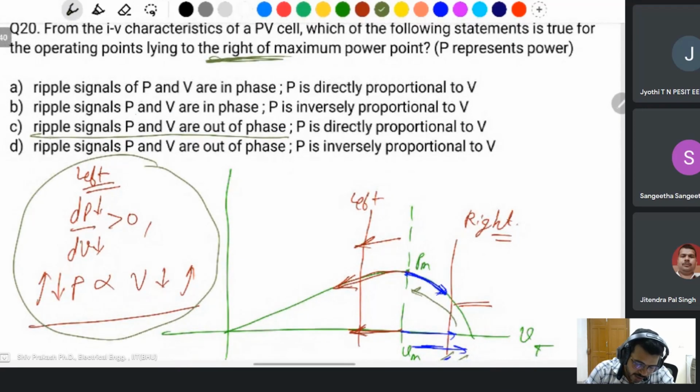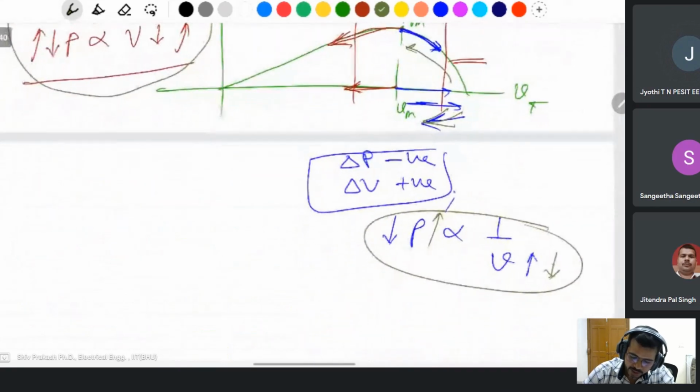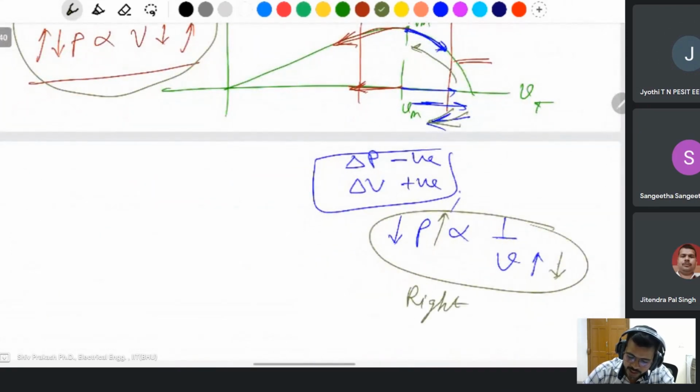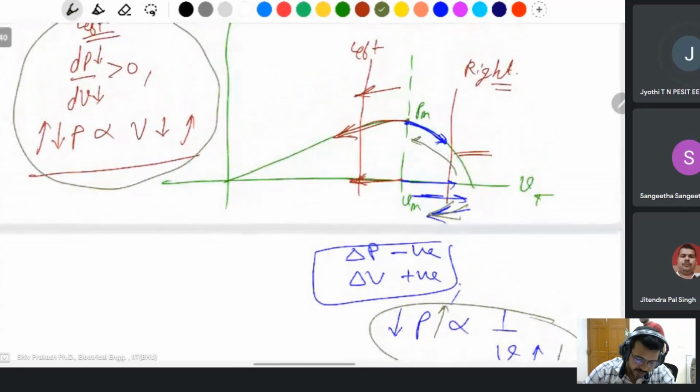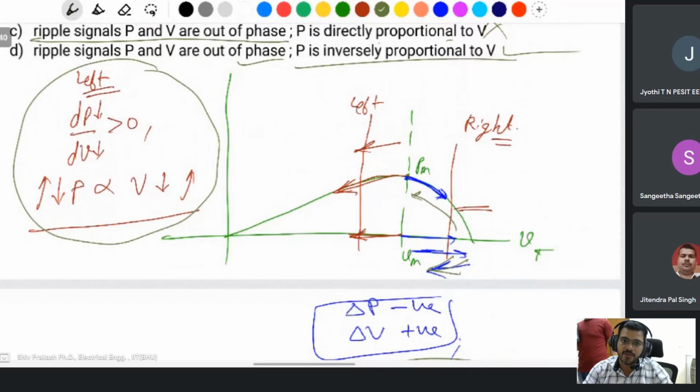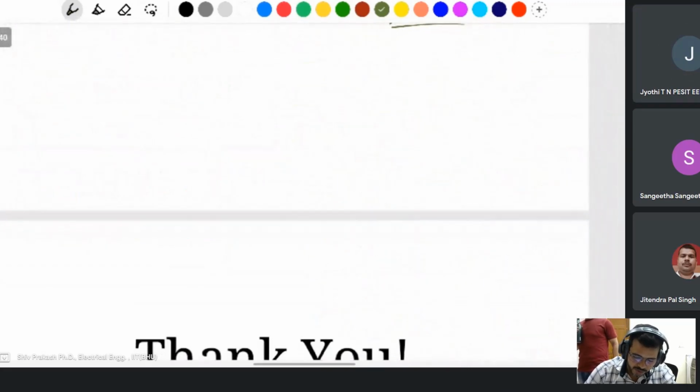Here the given ripple voltages P and V are out of phase. P is directly proportional to V? No. Ripple signals P and V are out of phase and P is inversely proportional to V. This will be correct for the right hand side. At the right of the MPP point, the power will be inversely proportional to the voltage. Voltage increases, then power will decrease. But on the left hand side, both are in phase. Okay, I think this one is the last question.